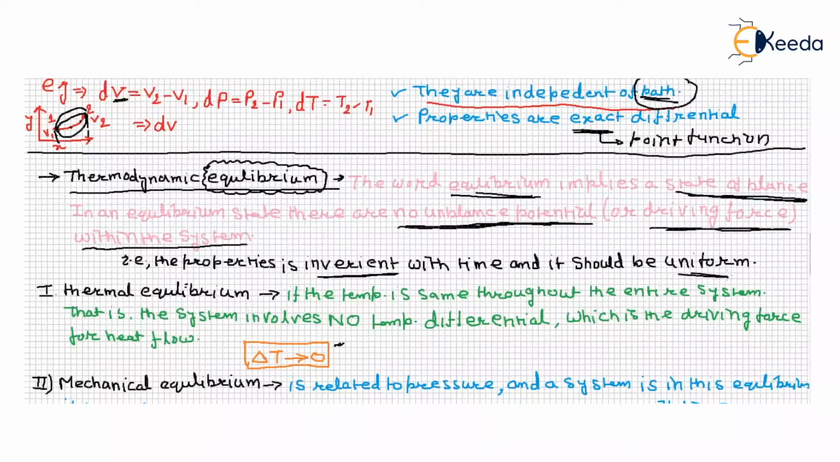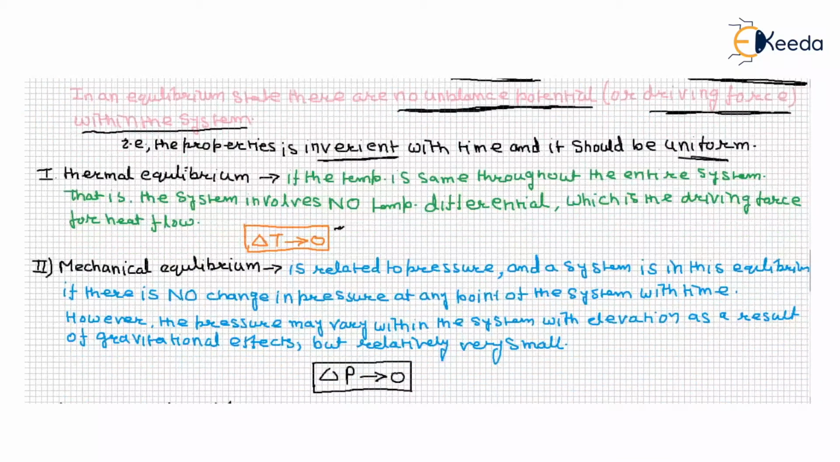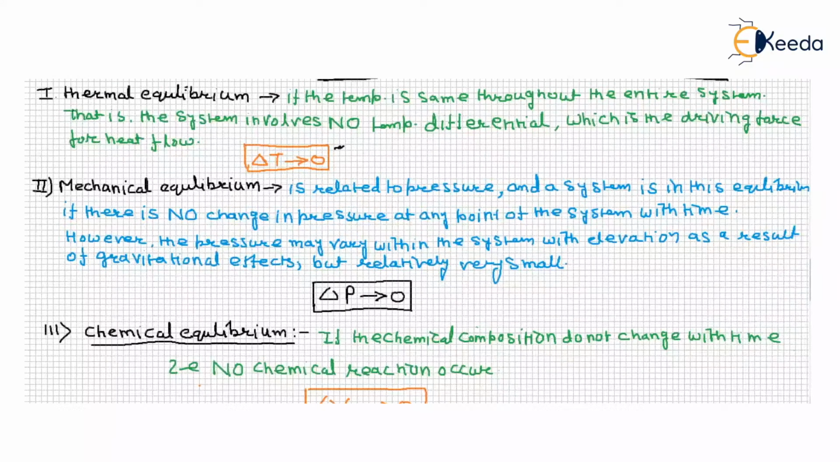With respect to properties of a system, in thermodynamics there are three types of equilibrium. What is that? First is the thermal equilibrium. If the temperature is the same throughout the entire system, that is, the system involves no temperature difference, which is the driving force of heat flow.